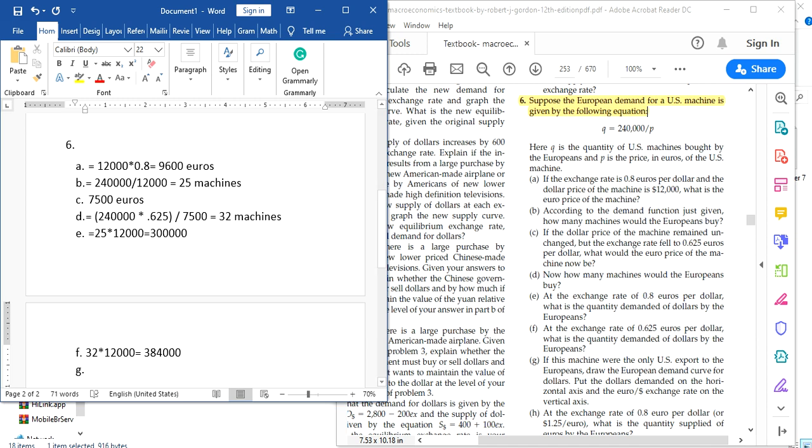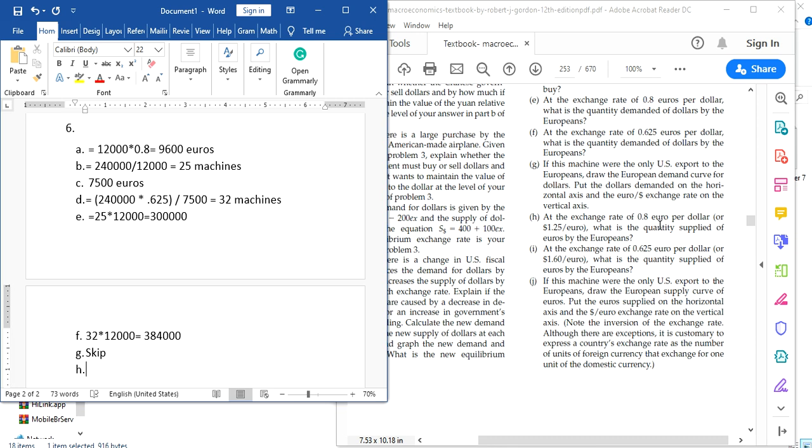G. So the demand for currency increases. If the machines were the only US export to the European... Okay, we can skip that one, it is asking us to draw a graph.